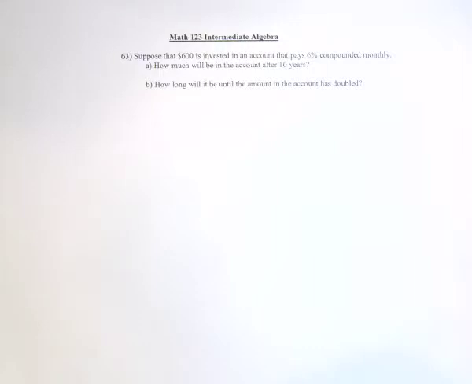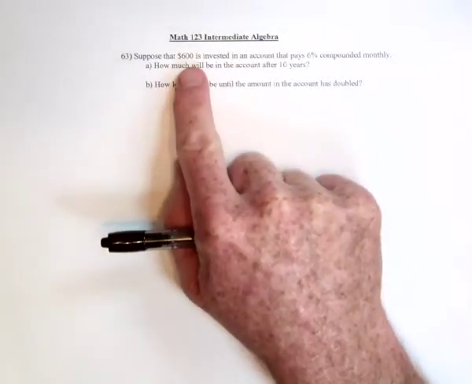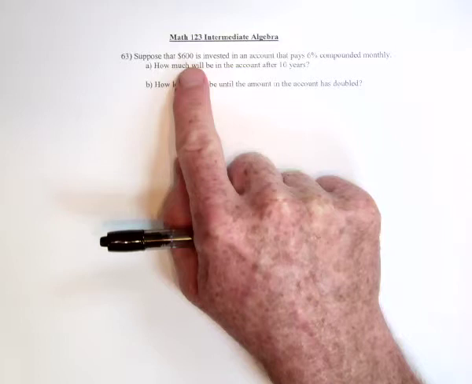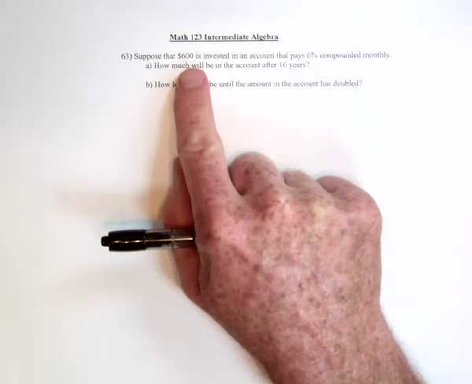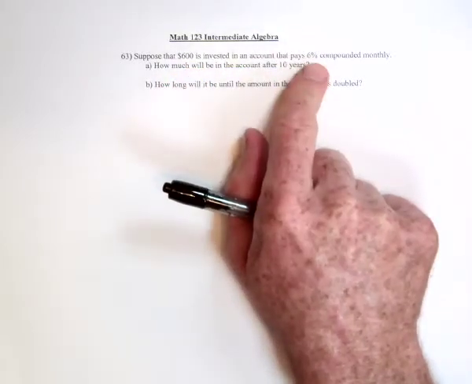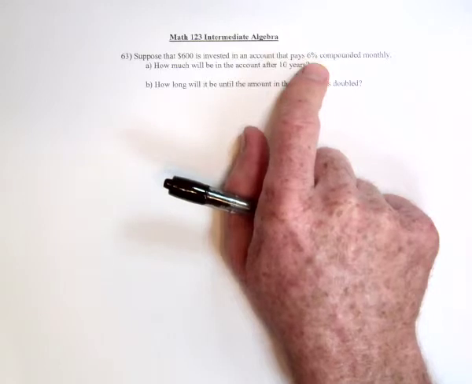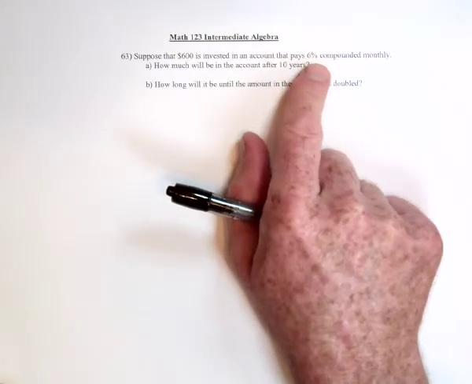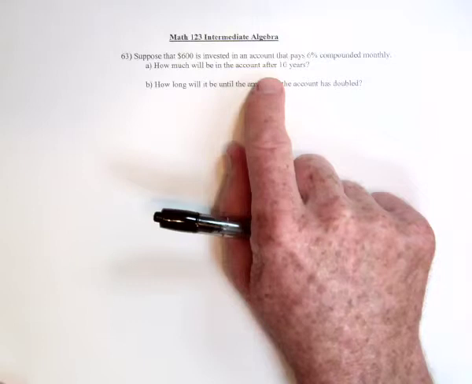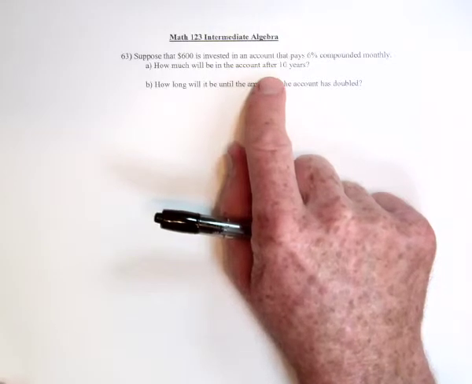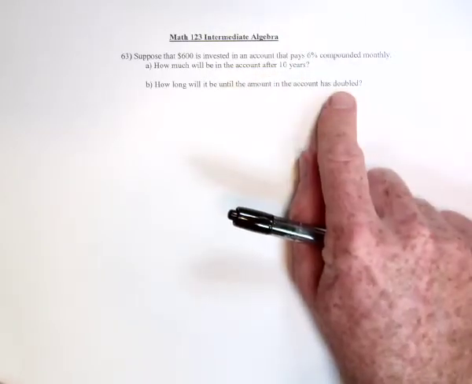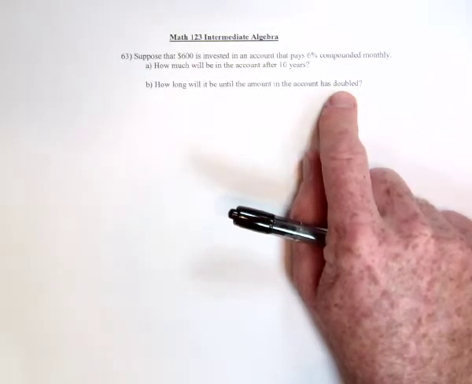Here's a really good application or use of logarithms. If you invest $600 in an account that pays 6% and it's compounded monthly, then how much is going to be in the account after 10 years? That one doesn't require logarithms. How long until the account doubles in value? You've got $1,200. That one requires logarithms.